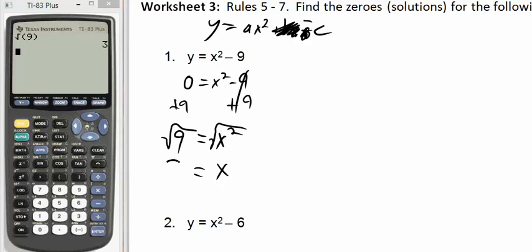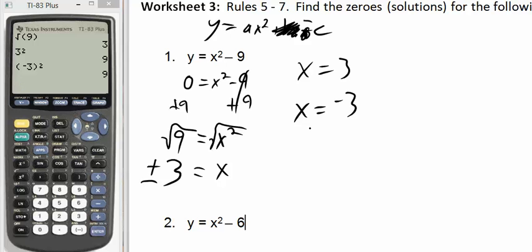Now, if you remember on our graph, it was not just 3. It was 3 and negative 3. The reason for that is because 3 squared is equal to 9, but negative 3 squared is also equal to 9. So the answer is not just positive 3, but positive and negative 3. So we would read this, x is equal to plus and minus 3, which can be written as x is equal to 3 and x is equal to negative 3.